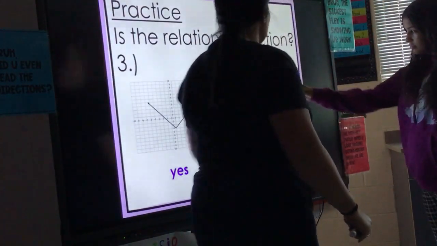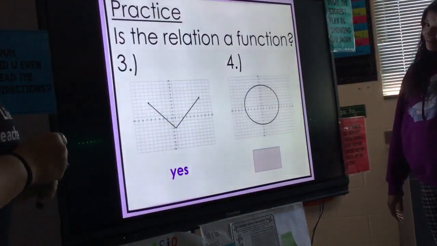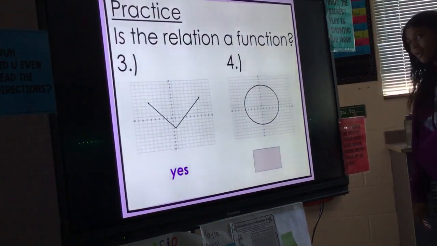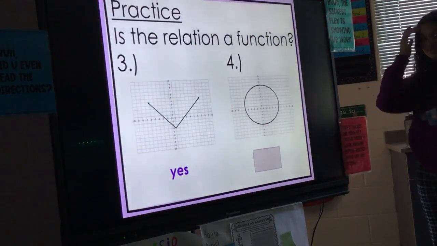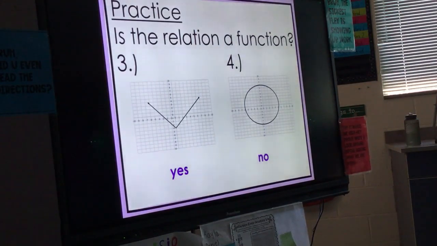No? All right, draw your line again. Did it cross it more than once? Yes. Okay, so if it crosses it more than once, we know it's what? Not a function. Okay. All right, please glue these in.